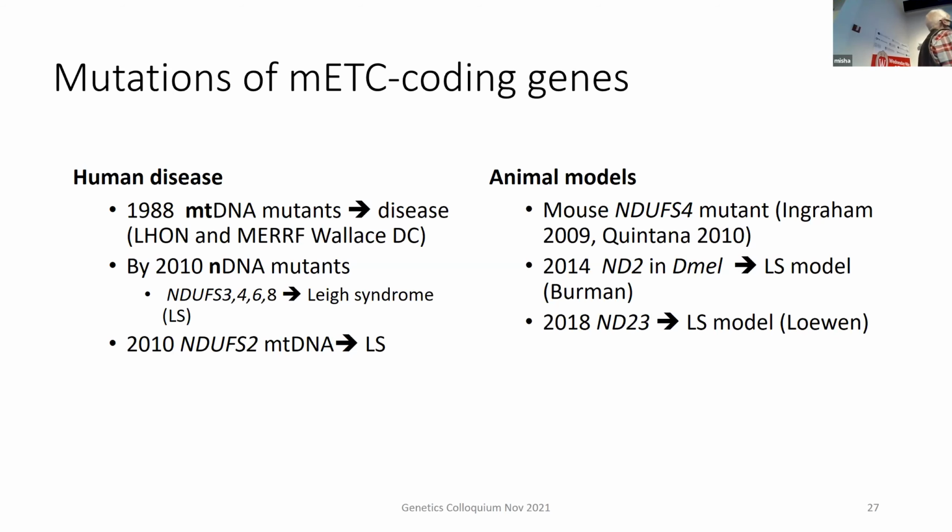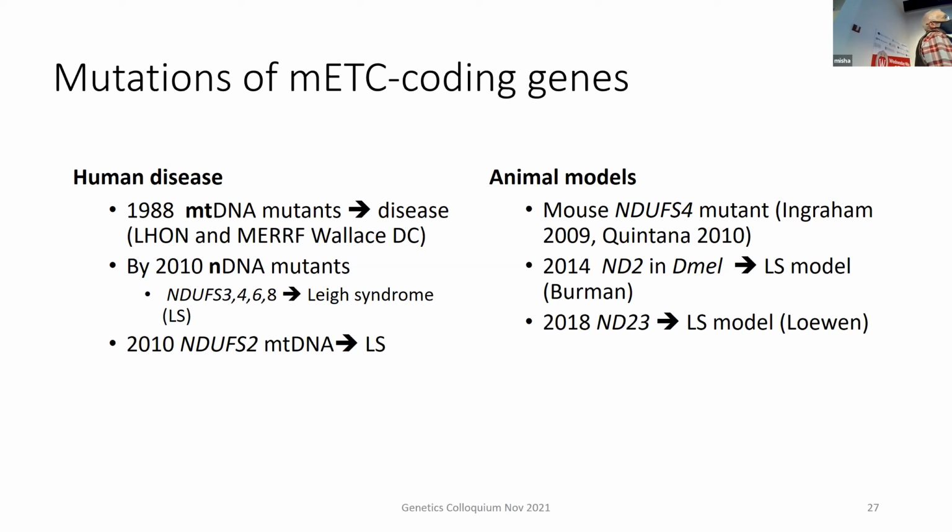And so by 2010, also nuclear DNA mutations were identified that cause a phenotype. And this is typically referred to as the Leigh syndrome, which is a very severe, lethal neurodegenerative disorder. And in 2010, a mutation, NDUFS2, was linked also to Leigh syndrome. So here, mitochondrial DNA, and the other one's nuclear DNA.